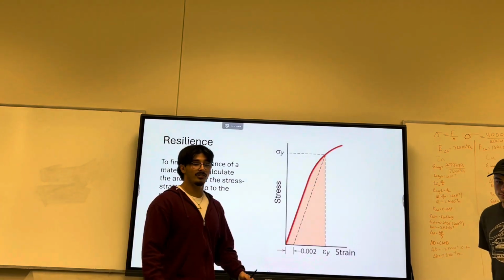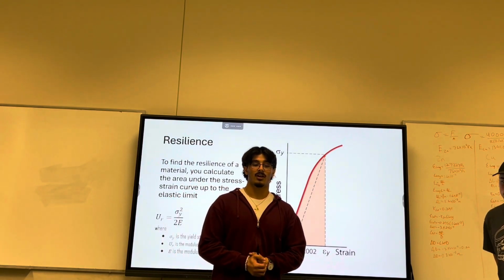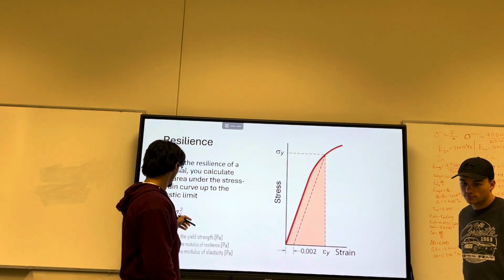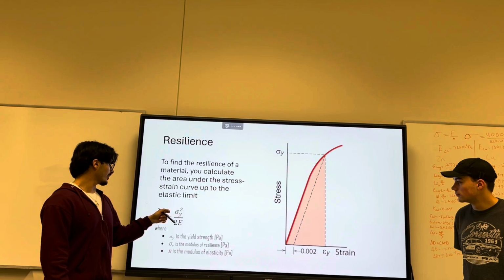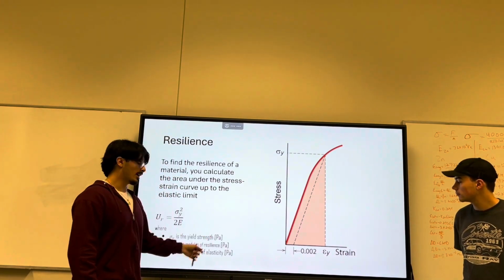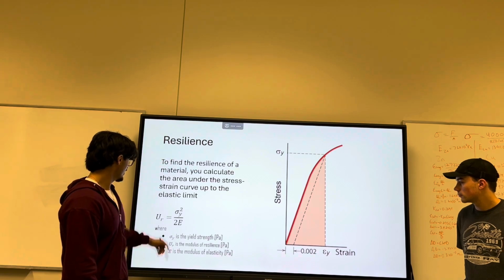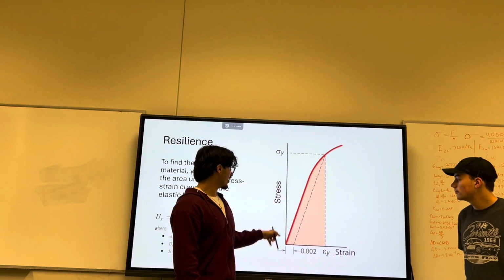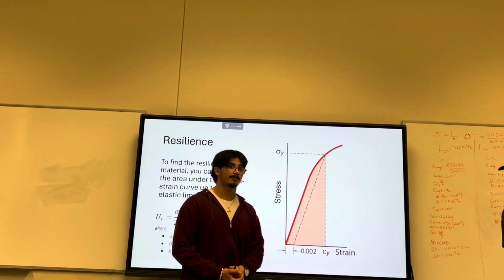Resilience. To find the resilience of a material, you calculate the area under the stress strain curve up to the elastic limit. So during that linear region is what that means. You get that from this equation right here, which is sigma y squared over 2E. Our sigma y is the yield strength. Our UR is the modulus of resilience, which is what we're here to calculate. And our E is the modulus of elasticity. You can see it here on the graph, the area under this curve right here, the linear portion.